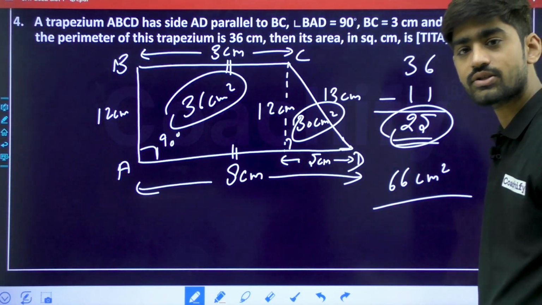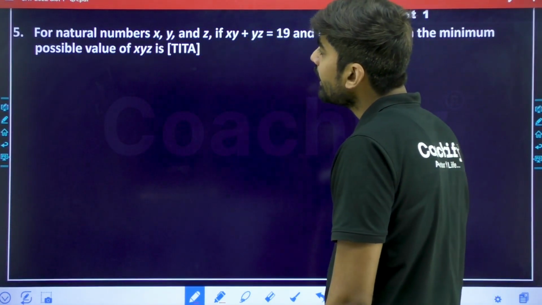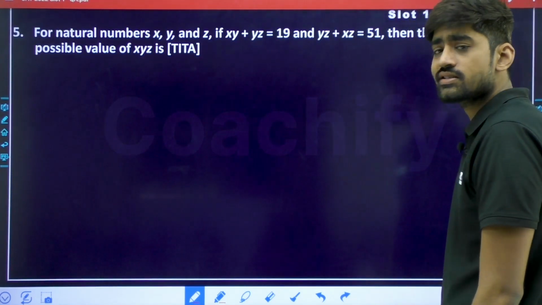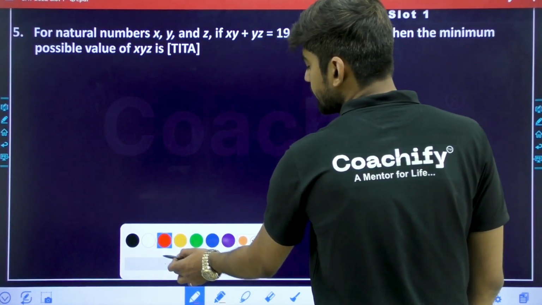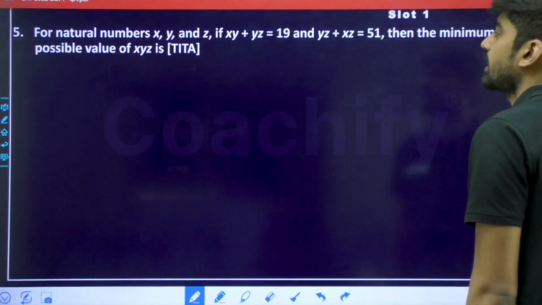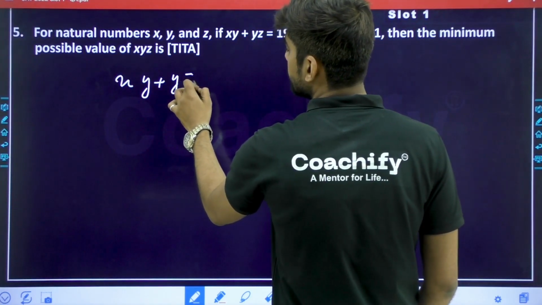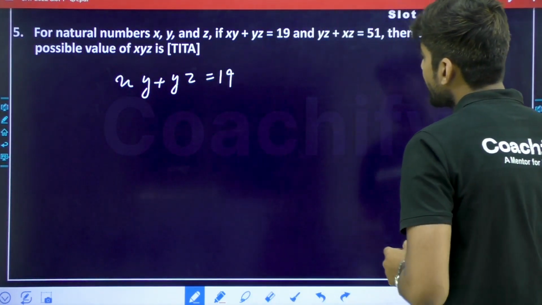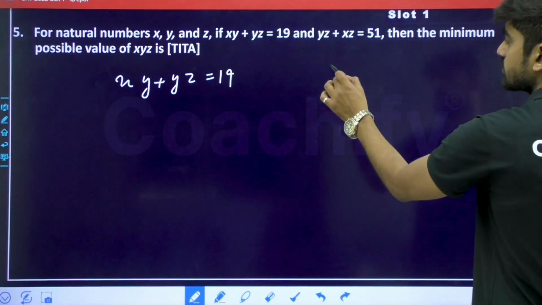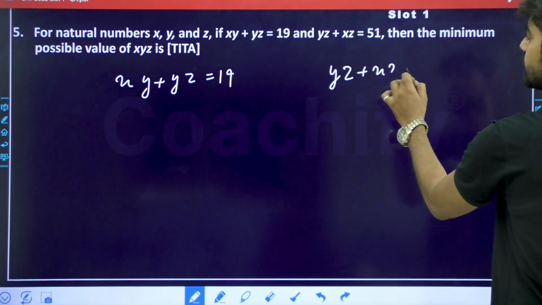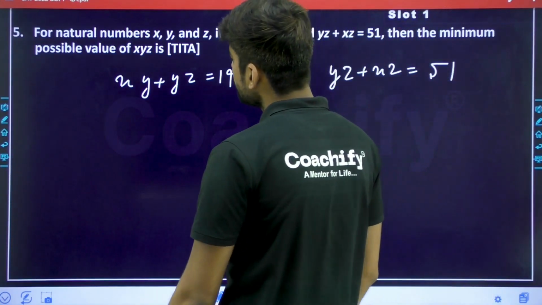I hope you understand. This was our question number 4. Okay, so again, I have natural numbers x, y and z, and xy plus yz equals 19. So let's write it here. xy plus yz comes out as 19. yz plus xz comes out as 51. So yz plus xz is nothing but equal to 51. Perfect. So let's do one thing.